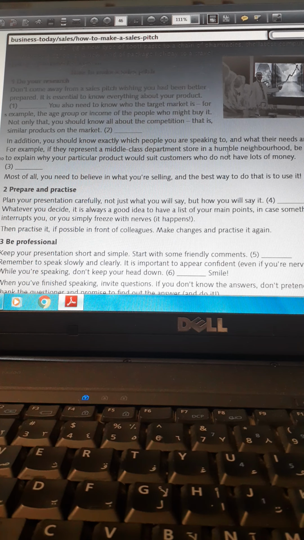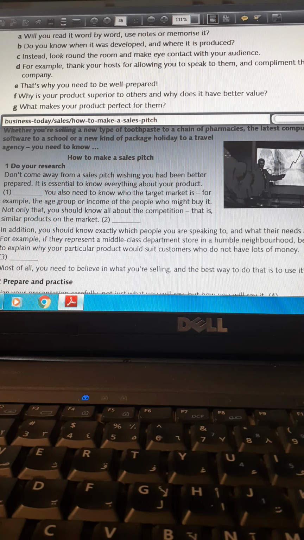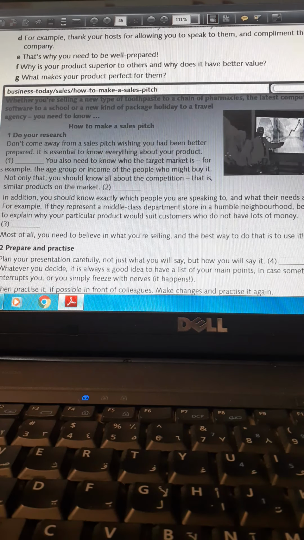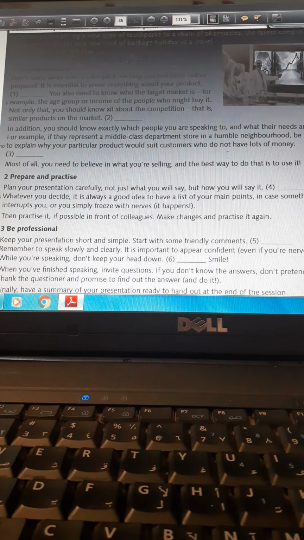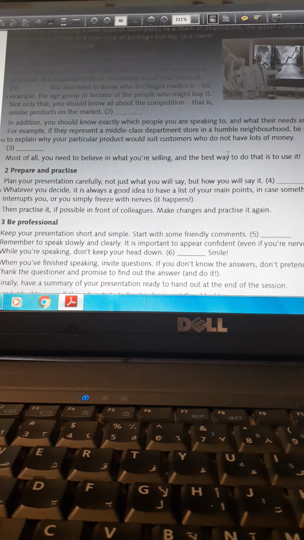I would like to ask you here, what does the pronoun it refer back to? It here refers back to your product. So the first blank should be filled with sentence B. So again, I'm going to read the missing sentence again. Do you know when it was developed and where it is produced? It refers back to your product.